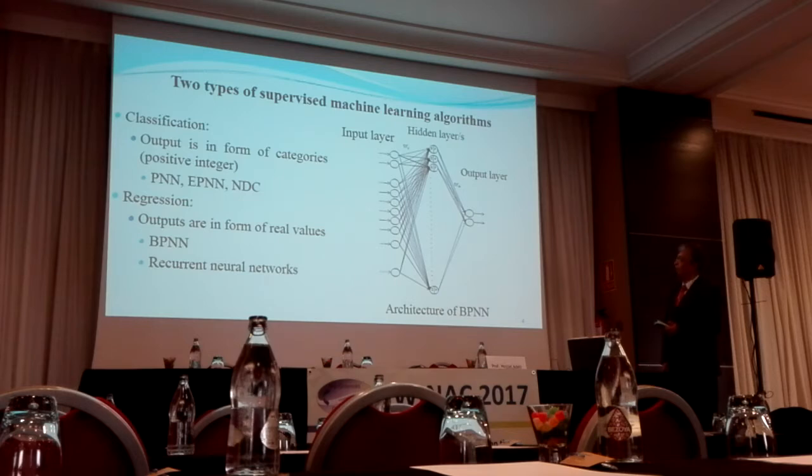Different types of supervised machine learning algorithms can be divided into two categories: classification, where the output is in the form of categories, there are different categories. And the second type is regression, where outputs are in the form of real values. Examples are BPNN and recurrent neural networks.